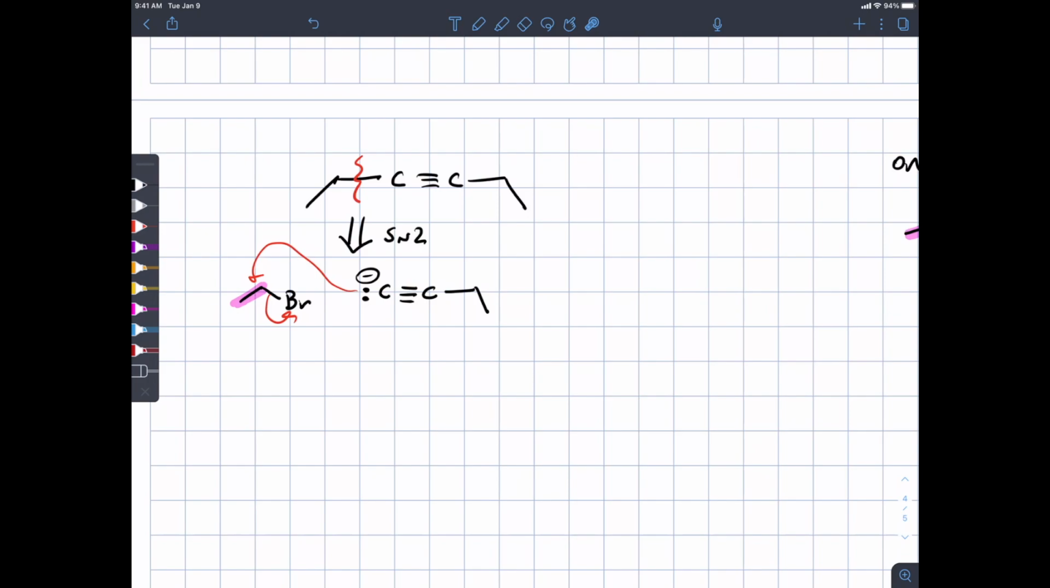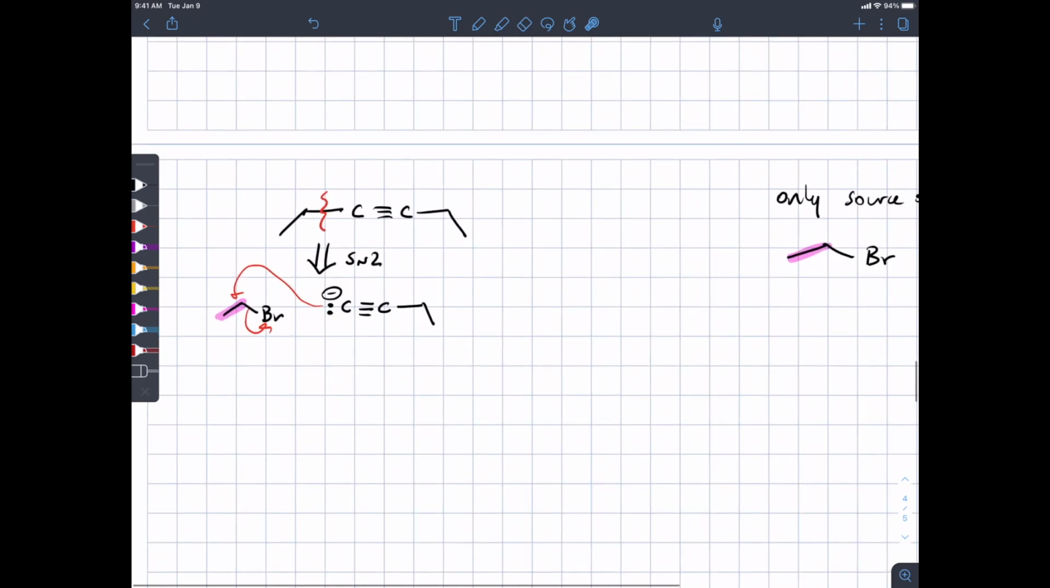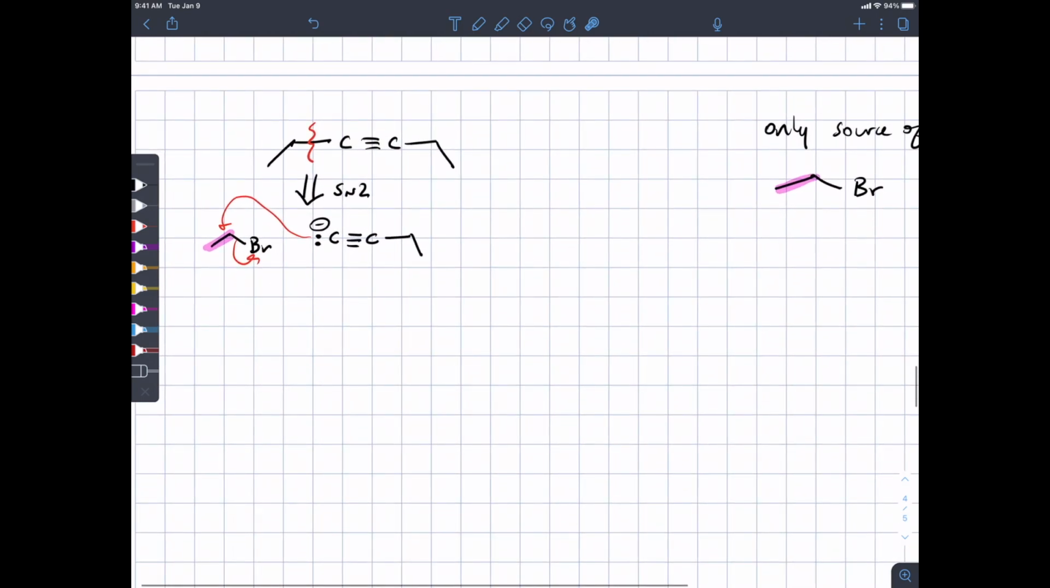So questions, what questions do you have? Yes? If the only source of carbon is the alkyl halide, then the 2 carbons that have the triple bonds, those don't come from the alkyl halide, do they? Or are we going to get there? The question would be, could you make the triple bond starting with the alkyl halide? Yep. So we're going to get there.